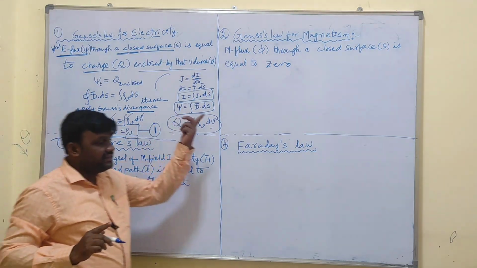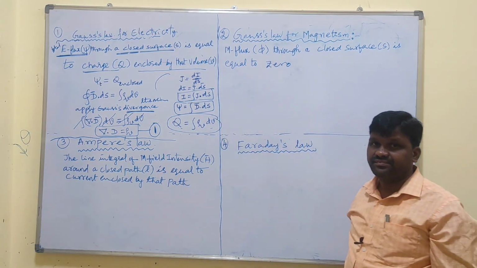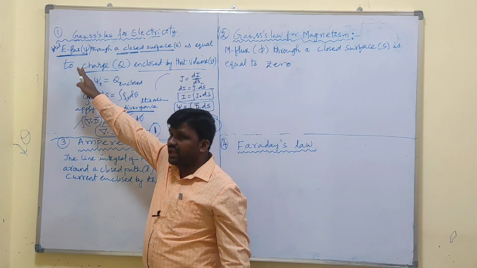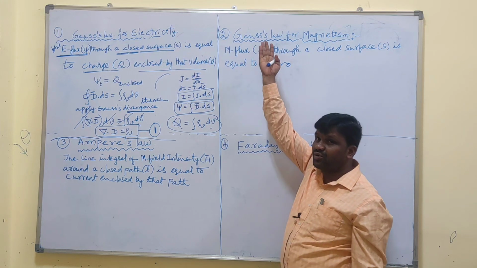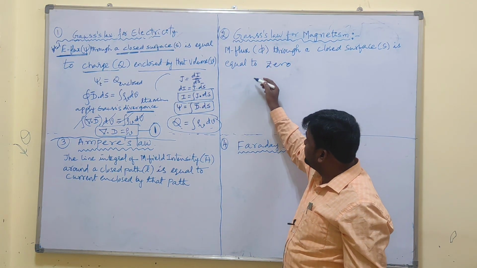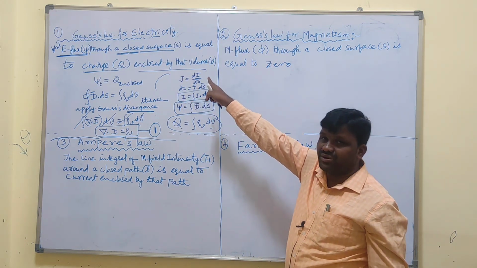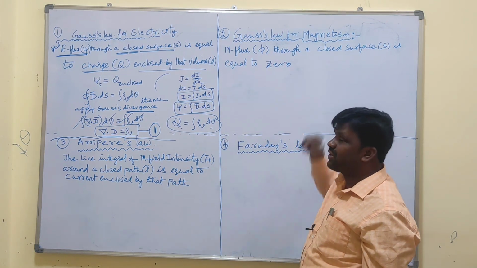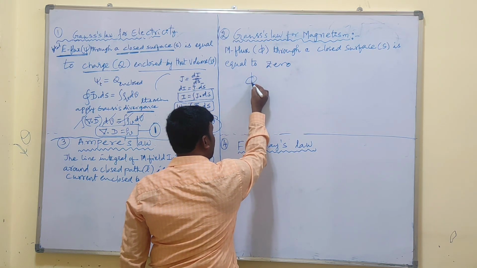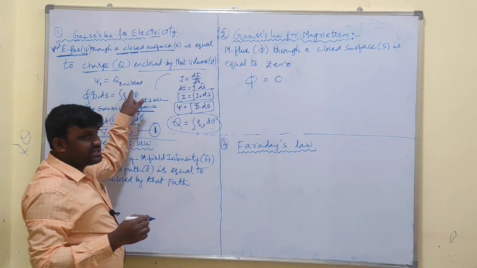Now we will see another Maxwell equation that can be derived with the help of the Gauss law for magnetism. Here this Gauss law for electricity tells about electric flux. This Gauss law tells about what? Magnetic flux. So that is magnetic flux through a closed surface. There, electric flux through a closed surface. Here magnetic flux through a closed surface is equal to, magnetic flux is represented by phi, is equal to 0. Here flux equal to charge.